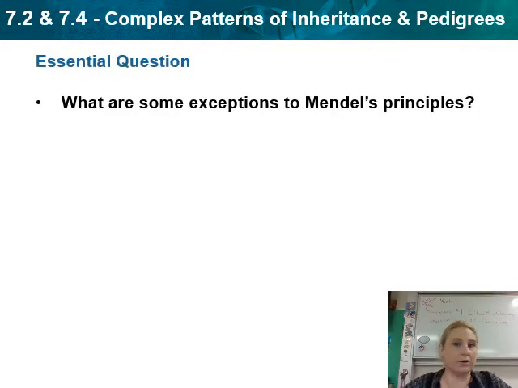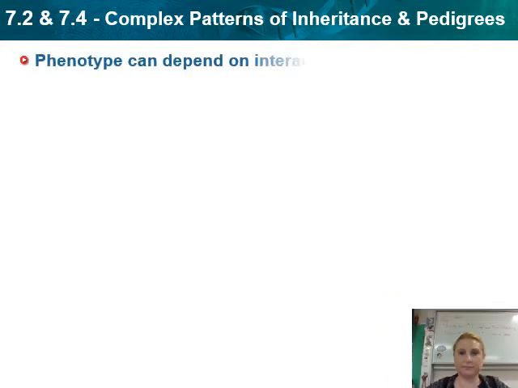Central question, what are some exceptions to Mendel's principles? So everything that we're going to learn this week, codominance, incomplete dominance, things like that, do not follow the rules that we learned last week when talking about Mendel and Mendelian genetics.